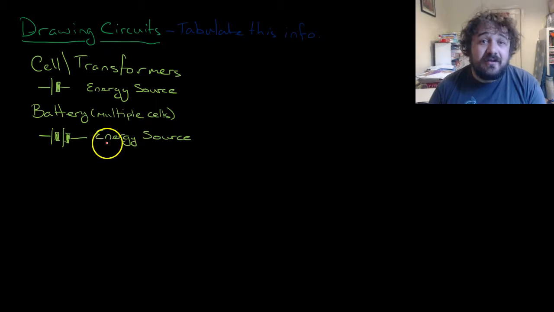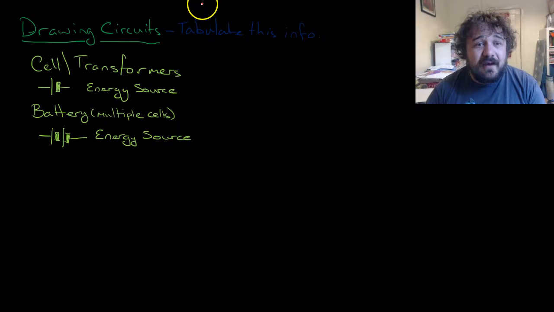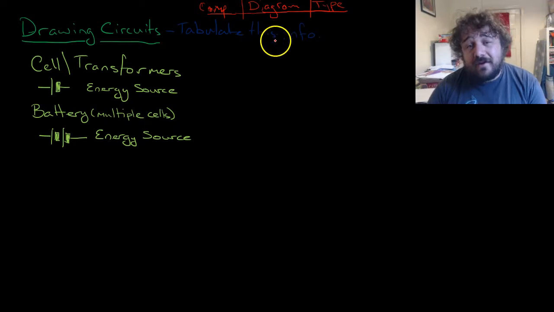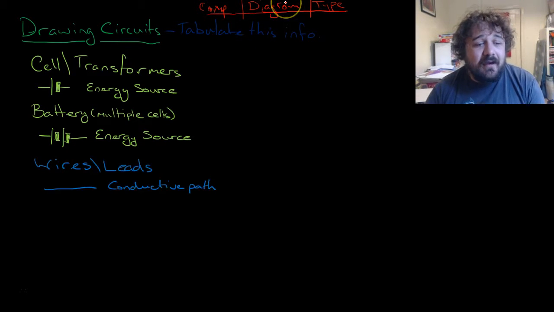We're going to color code our diagrams. By the way, if I was tabulating this, I would have component, and I would then have diagram, followed by type. And that's where your energy source would go. If you were tabulating it, that's what I would do.